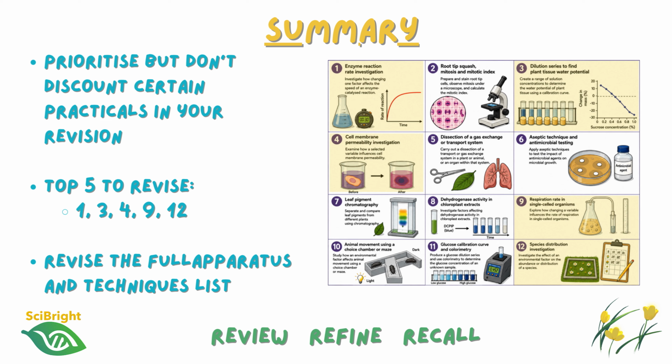The top 5 to revise are 1, enzymes, 4, beetroot membranes, 12, sampling organisms, 3, potato osmosis, and 9, rate of respiration. And when revising, really remind yourself of the skills that you should be able to demonstrate from completing it. Definitely revise the skills and equipment listed on the apparatus and techniques list, many of which I've covered in videos, or there's a useful link to a summary in the description.